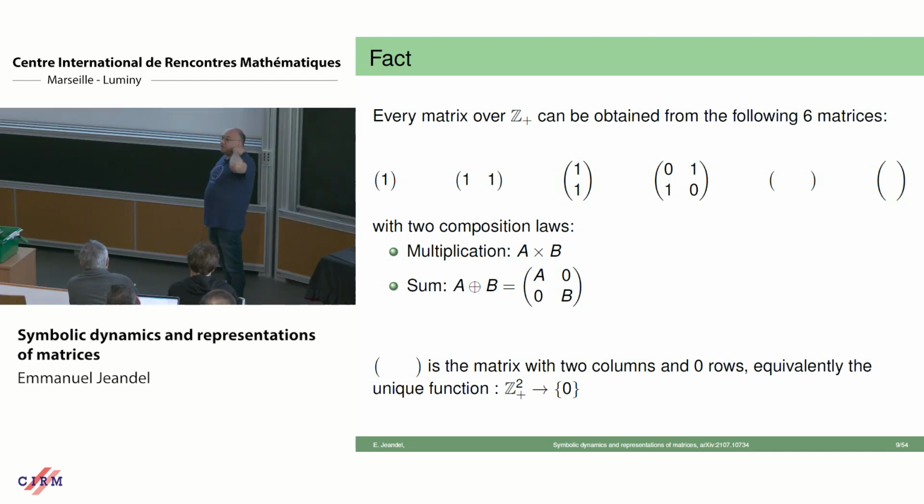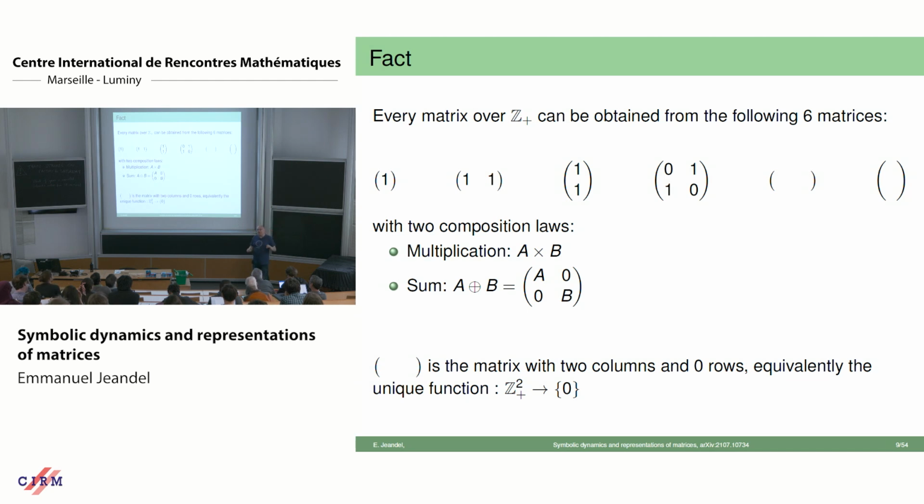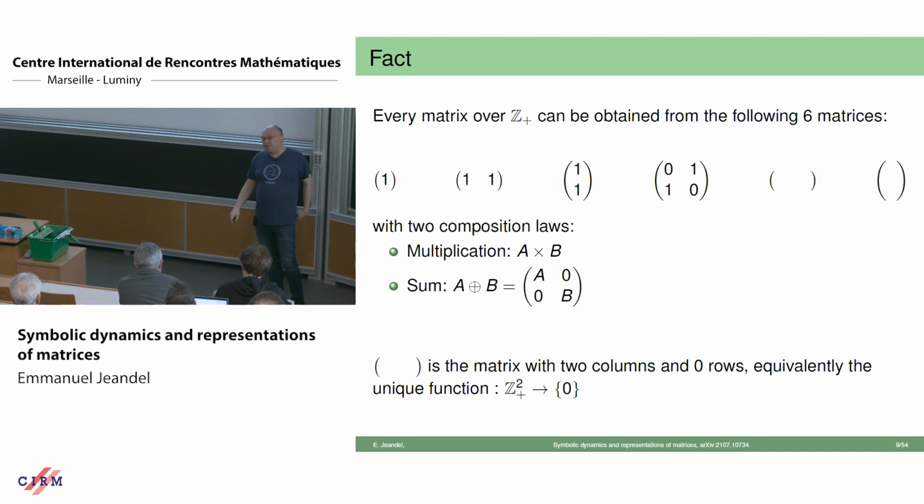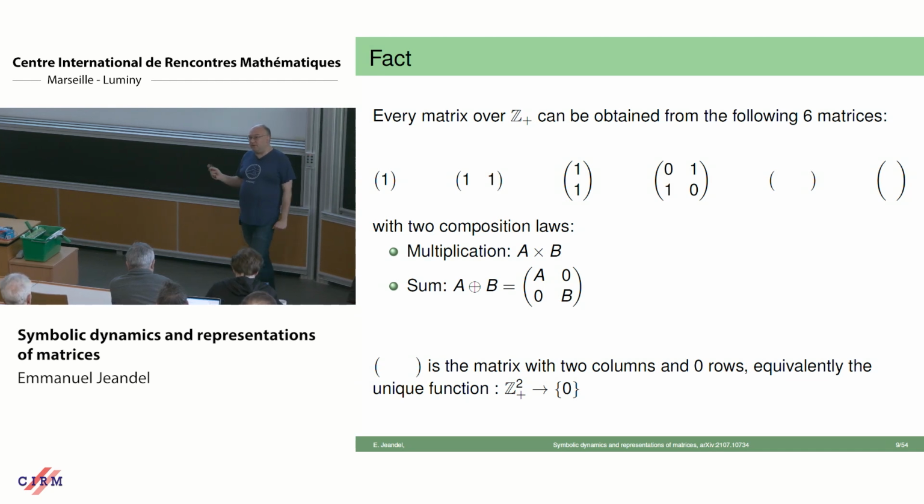So the first law is obviously the composition of matrices, the multiplication of 2 matrices, and the other law is the sum of matrices, which means that you take the diagonal A, B. So if you take these 6 generators and the two composition laws, the multiplication and the sum here, you can represent any non-negative matrix with that.